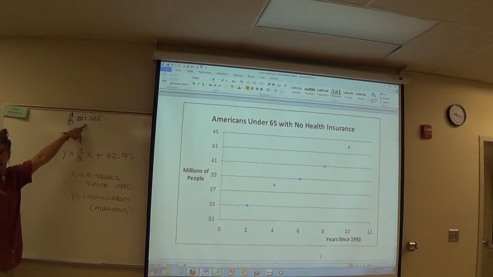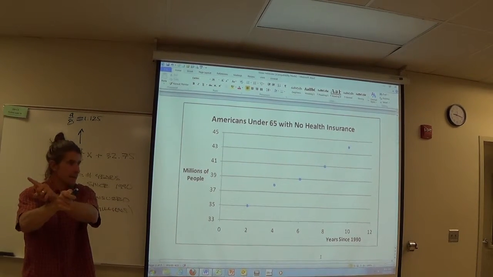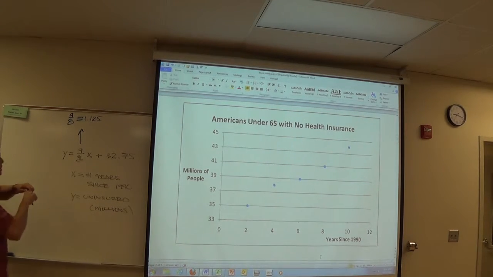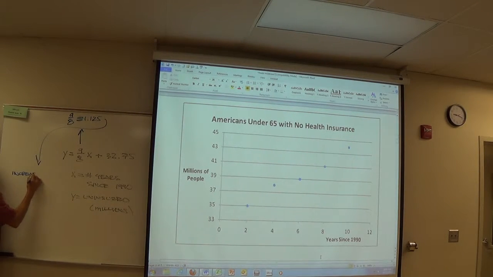But Crystal, what I want to know is, what does that number mean? Millions of people increase per year. How many millions of people increased per year? So, it's a rate, isn't it? When you see 1.125, what that means is we increased, and if I may throw in two more words, on average, 1.125 million folks under age 65 in America per year.